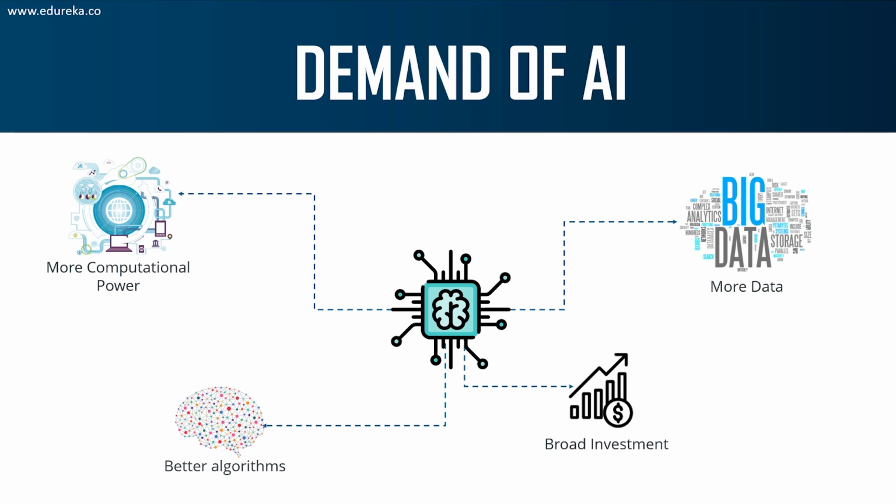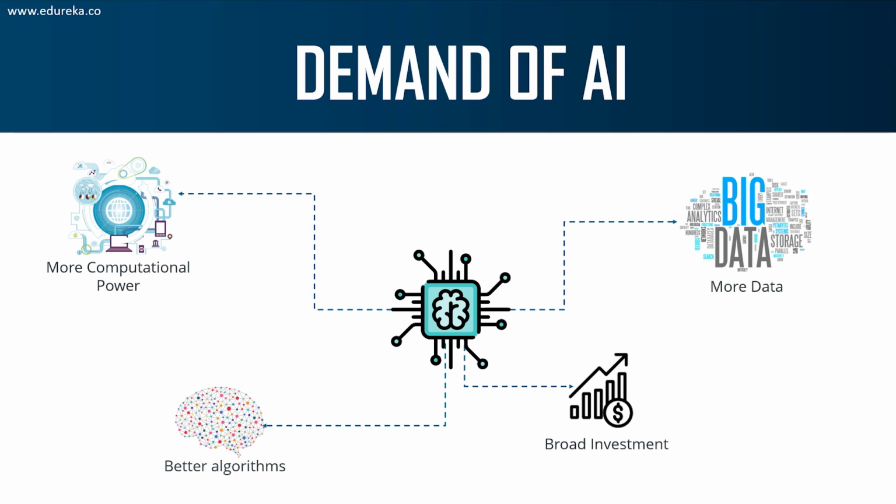But the question is, if AI has been here for over half a century, why has it suddenly gained so much importance, right? Why are we talking about artificial intelligence now? The main reasons for the vast popularity of AI are the following, right? The first reason is more computational power. Now, AI requires a lot of computing power.